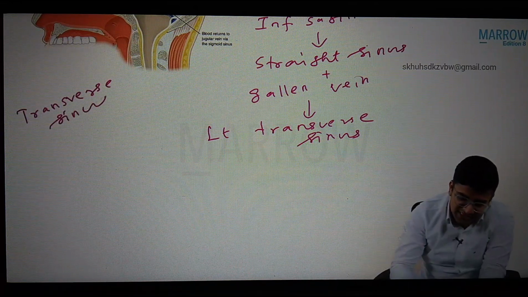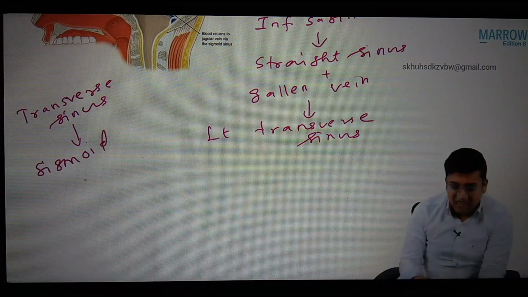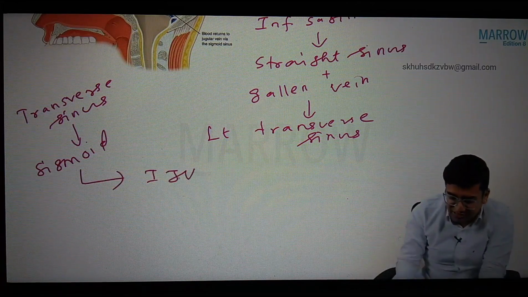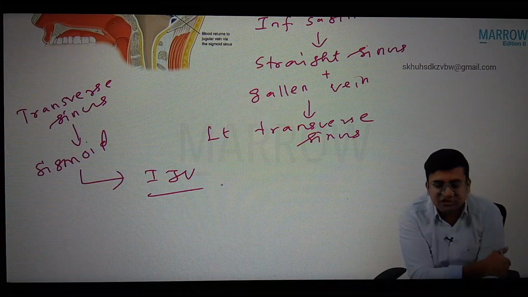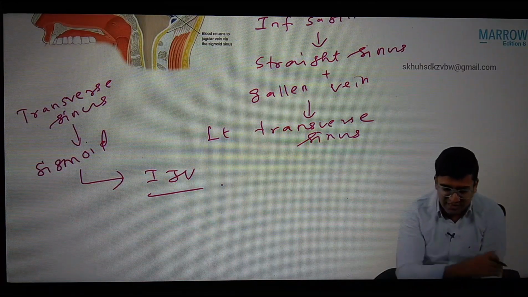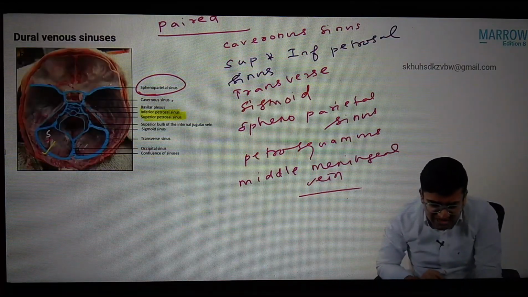So the transverse sinus in turn continues as a sigmoid sinus, and the sigmoid sinus in turn passes through the jugular foramen and continues as an internal jugular vein. Okay, right. Now one more thing we're going to see, the formation of basilar venous plexus.